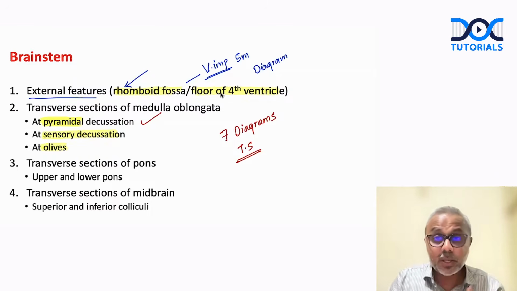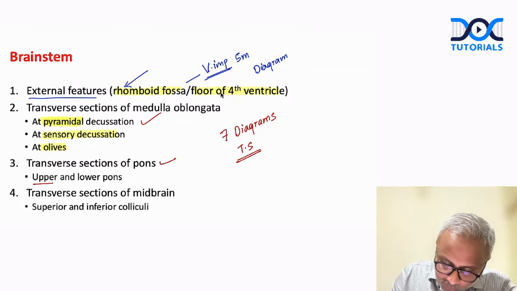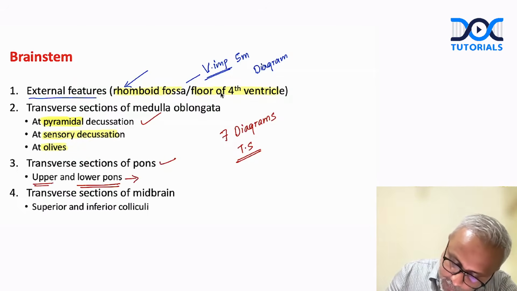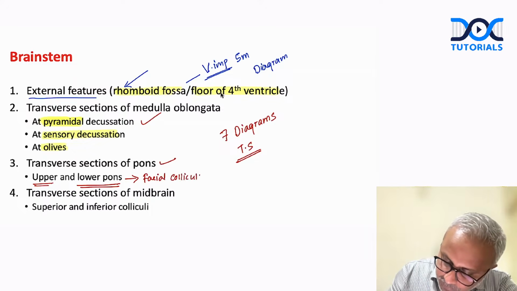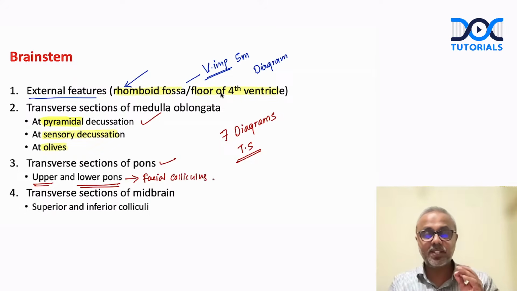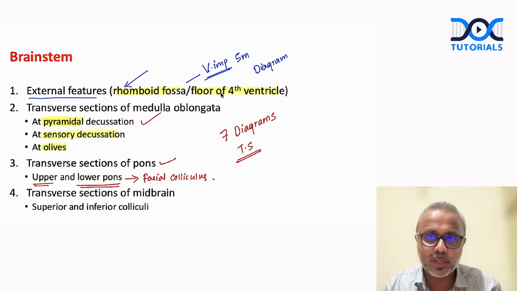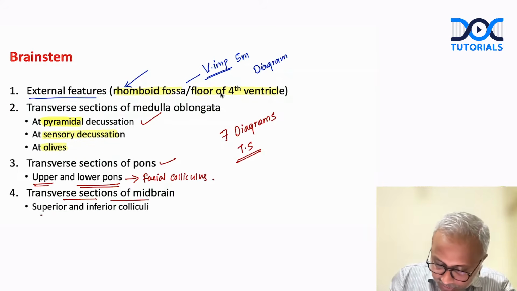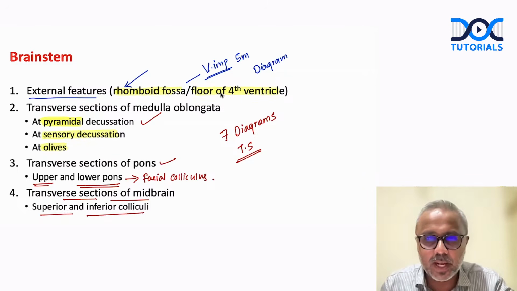Then what about the pons? At the level of pons, again, there are 2 diagrams, one at the level of upper pons and one at the level of lower pons. The section at the lower pons is also called the section at the facial colliculus, and this could be a very important question again. Now, apart from this, what other questions can come? The transverse section of the midbrain at the level of superior and inferior colliculi.